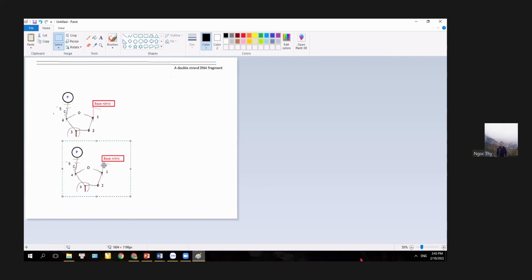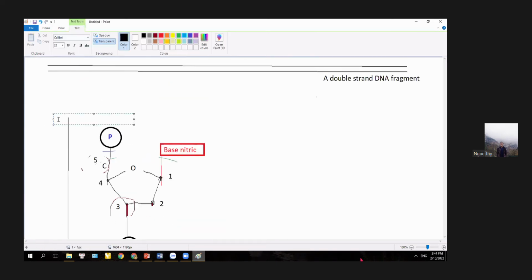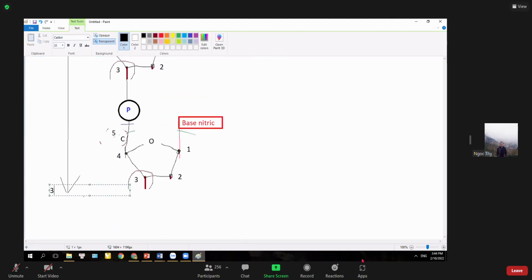So let's take again that example that this is a DNA strand. We have 2 nucleotides and we have the direction from the top to the bottom here is 5 prime to 3 prime, right? This is the 5 prime. And this is the 3 prime direction.